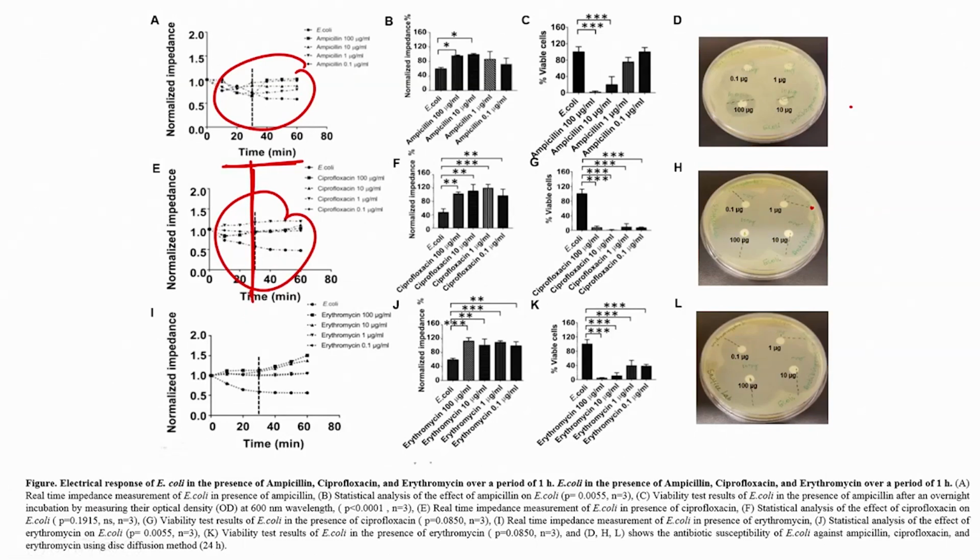If you read this figure caption, it is the electrical response of E. coli in presence of ampicillin, ciprofloxacin and erythromycin over a period of 1 hour. Real time impedance measurement. A is the real time impedance measurement of E. coli in presence of ampicillin, B is a statistical analysis of the effect of ampicillin, and C is the viability test. The same thing holds true for E, F and G, and I, J and K.